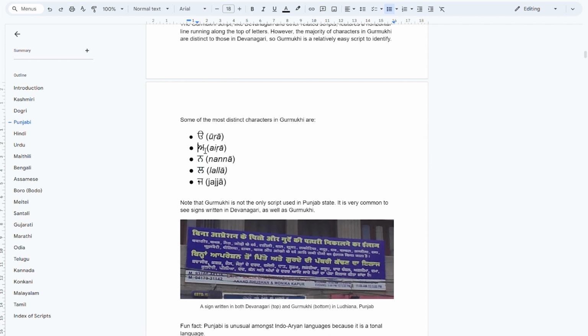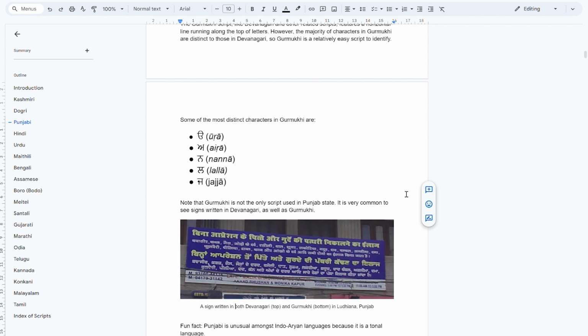This one looks quite similar. This one with the squiggles, this shape as well. A lot of those characters are very distinct. Again, if you look at Punjabi text written in Gurmukhi script, you'll notice it a fair bit.